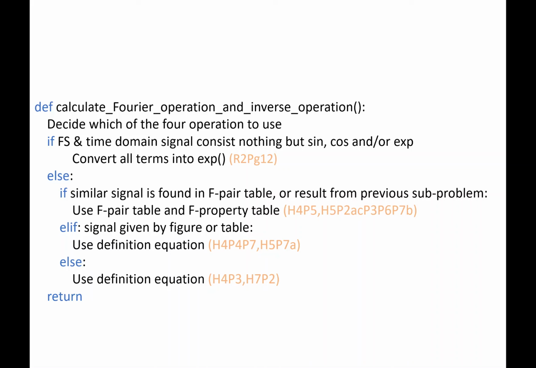What's the meaning of R2, page 12? Yeah. The items in the red parentheses are the problems that use this method. R2 is review section 2, page 12, and H4 is homework 4, problem 5. You can go back to check. This is also used as a checklist to see if you can solve Fourier transformation by this method. Go back to check homework and review section slides. They are on Blackboard.